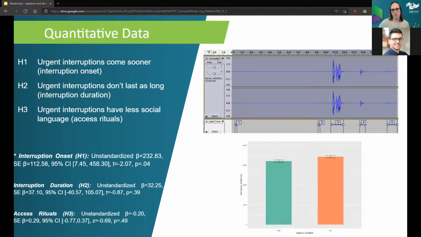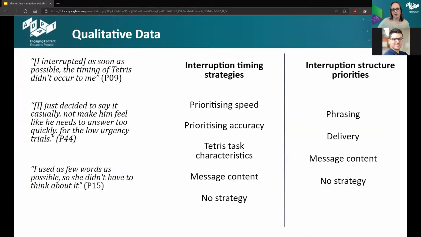So if I had only done quantitative data here, if I had only done this as my study, I might have concluded that urgency makes people speak faster or interrupt sooner, but it doesn't impact how long they speak for, or how they speak in terms of being polite or social. Luckily for me, that's not what I did. I didn't only collect quantitative data, I also collected some qualitative data.